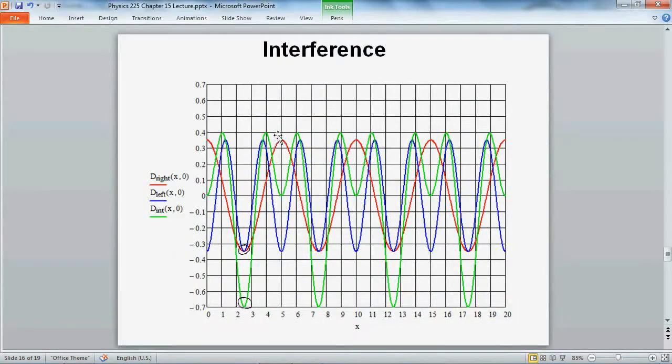So when the peaks match, you see that the interference peak is the addition of those two. And when the amplitudes are opposite each other, notice that the amplitude of the interference is at 0. So you get this pulsing with this type of wave. This is just a snapshot in time.